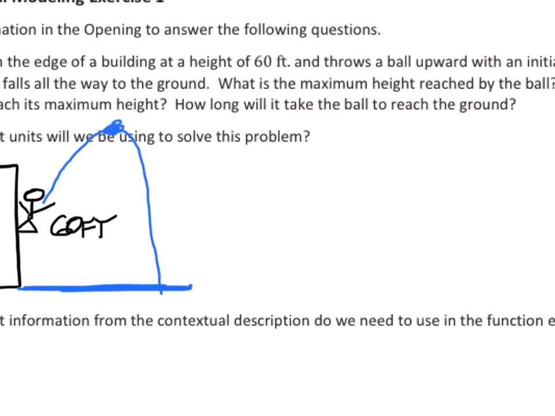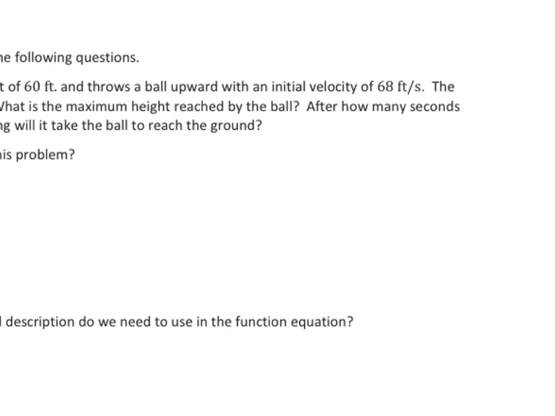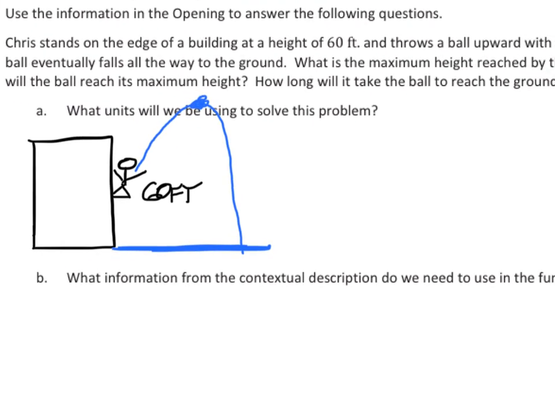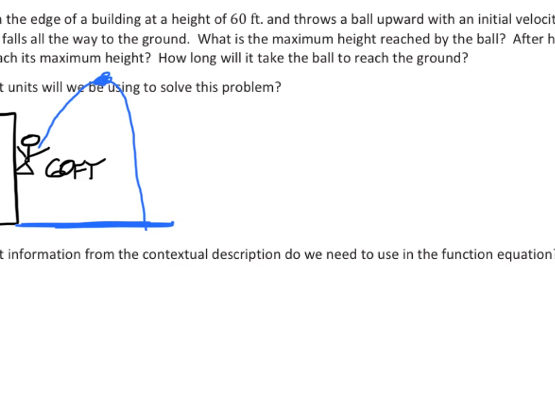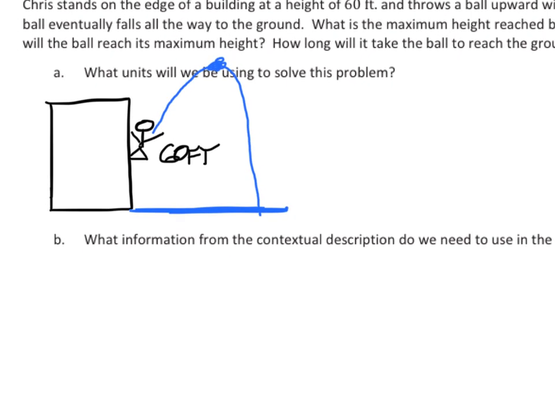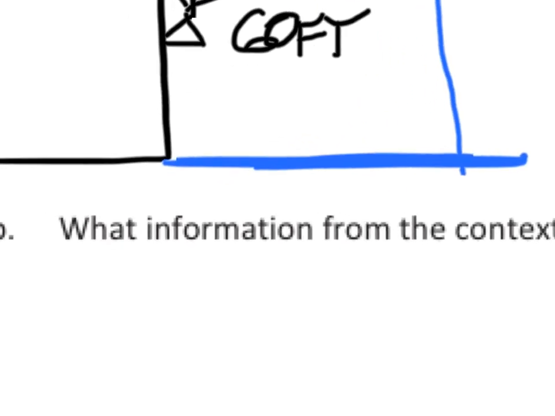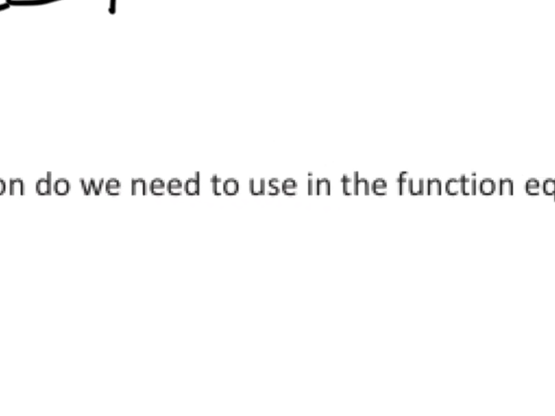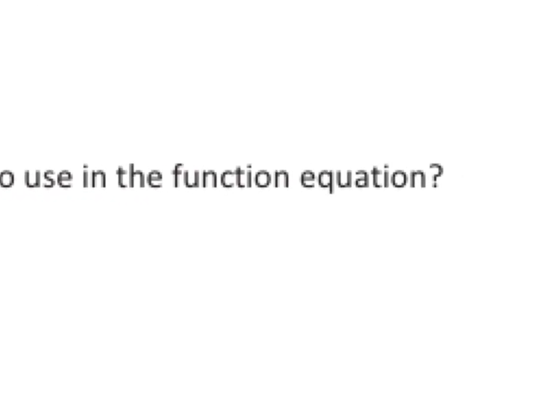What is the maximum height reached by the ball? After how many seconds will the ball reach the maximum height, and how long will it take the ball to reach the ground? We just went over that. So what units are we using to solve the problem? Feet. Easy question to answer. And what information from the contextual description do we need to use in the function equation?